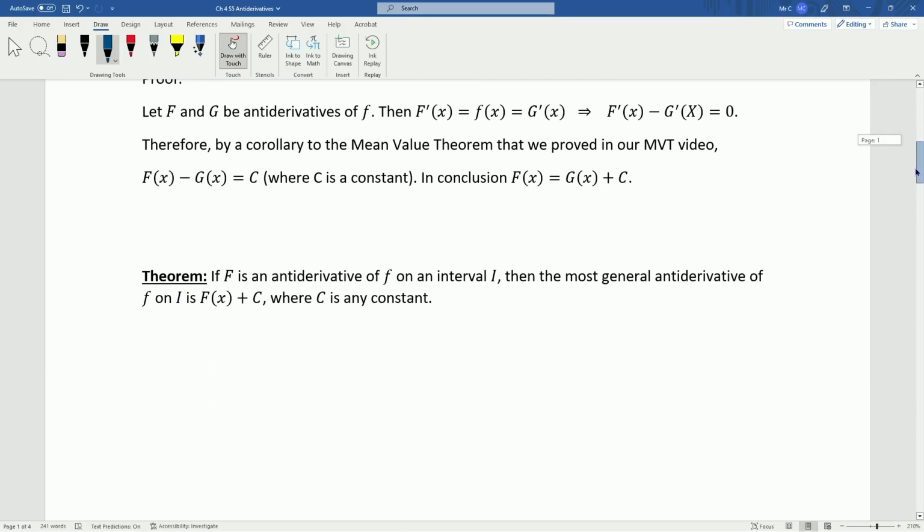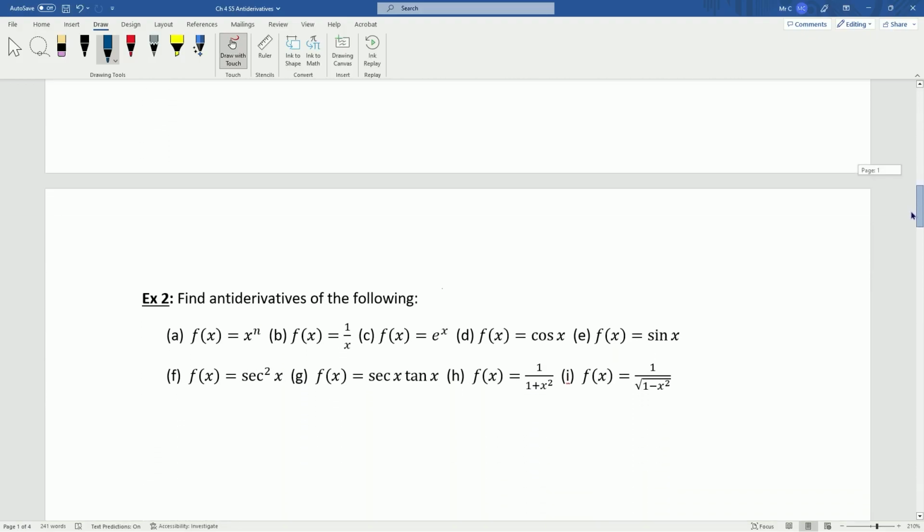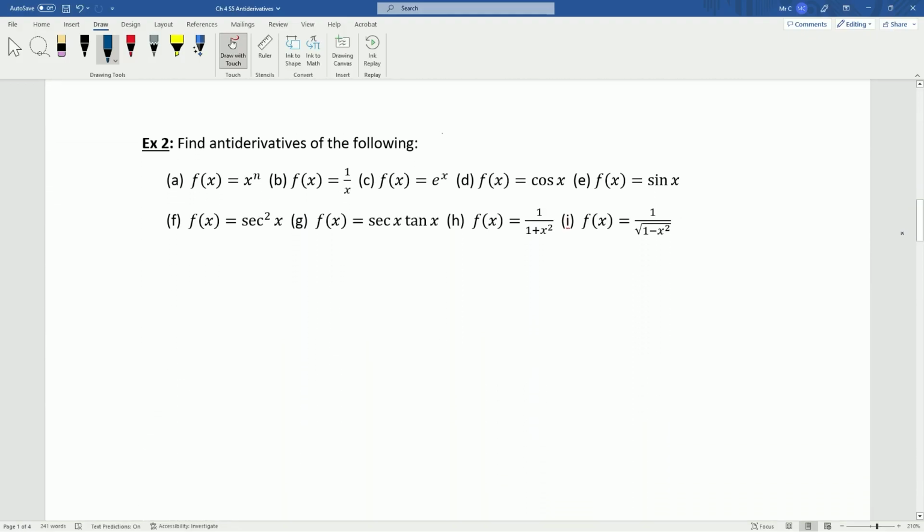So, the way we write this in general: if cap F is an antiderivative of f on an interval I, then the most general antiderivative of little f on I is cap F plus c, where c is any constant. Alright, so with that being said, we're going to go through and look at a bunch of functions and find their antiderivatives.